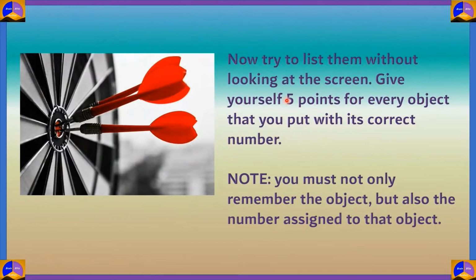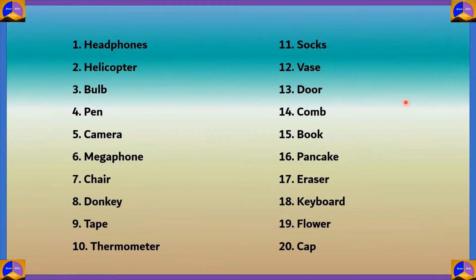So after you've paused and checked out the 20 objects, now try to list them without looking at the screen. Give yourself 5 points for every object that you put with its correct number. Note, you must not only remember the object, but also the number assigned to that object. So here are the 20 objects once again. You can pause the video now and try out this test.